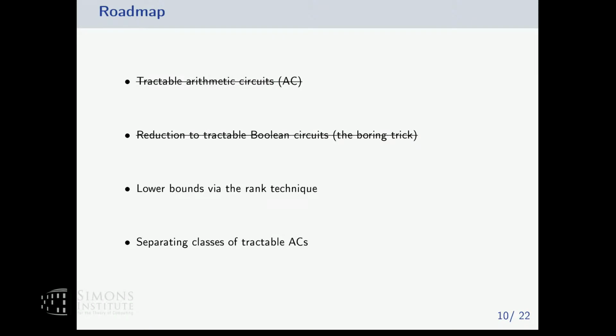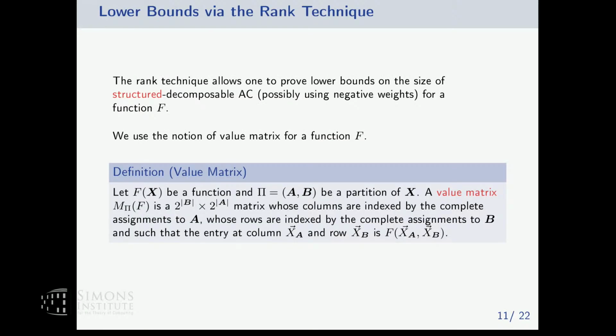So now I'm going to present another technique, which is a rank technique. And this one does not require positive weights. This one we'll use to prove lower bounds on the size of structured decomposable arithmetic circuits. You remember, I have my V-tree. I want to color my gates. So now we want to prove lower bounds for these things. And so the rank technique, the lower bounds will be the rank of some matrix, which I'm going to define and which I call the value matrix. I think there are other names probably, but I like to call it this way.